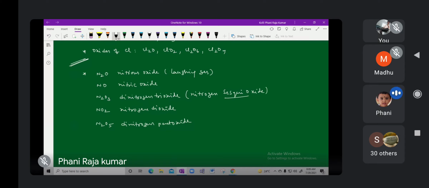Now, sesquioxide means 2:3 ratio oxides. All 2:3 ratio oxides are called sesquioxides. Suppose B2O3, Al2O3, Cr2O3, Mn2O3, such 2:3 oxides are called sesquioxides. Plus 1, plus 2, plus 3, plus 4, and plus 5 are the oxidation states of nitrogen in different oxides.